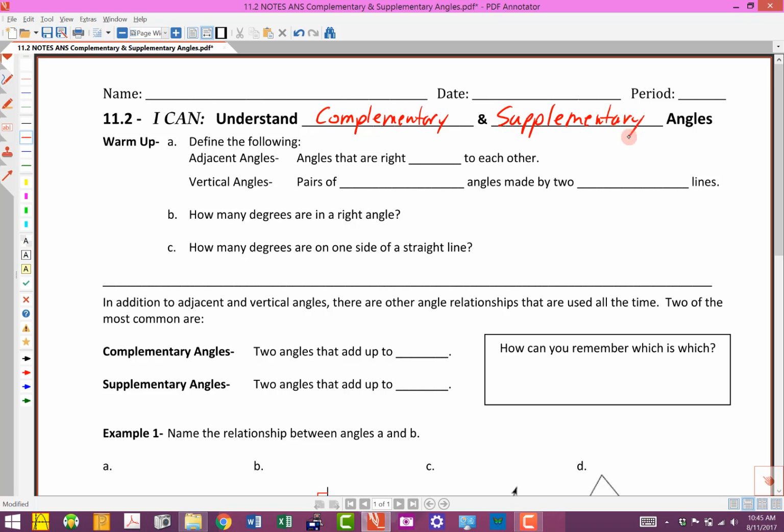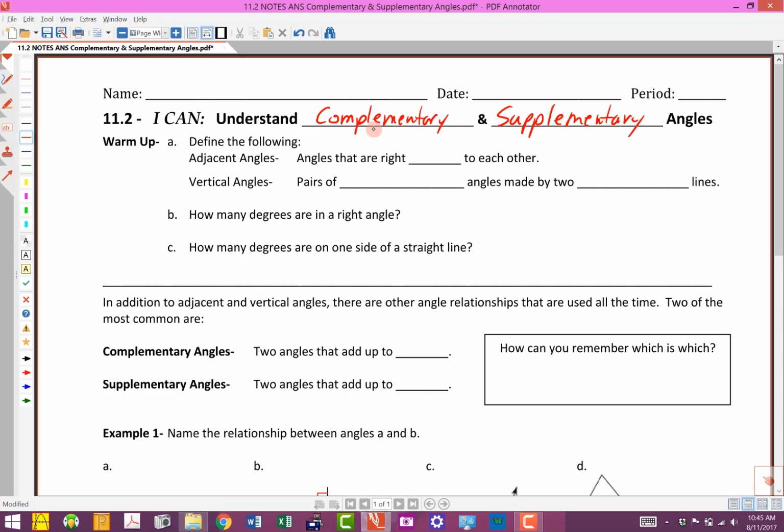Okay, so complementary and supplementary angles. Now notice the spelling on each one of these. Most people don't mess up with the supplementary. That is an LE at the end here. You may have heard of a compliment. Somebody gives you compliments, says you look nice that day or did something really well or something like that. We're not talking about that type of compliment. This is spelled differently and it means something different.